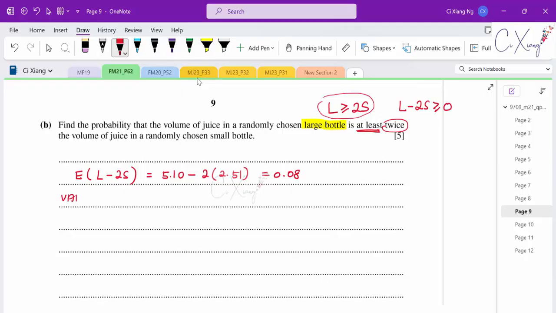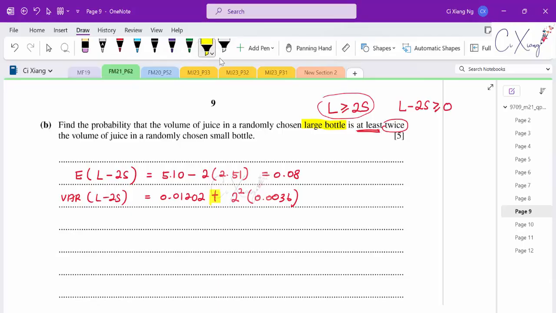If I want to find out the variance for L minus 2S, the variance of L is 0.0102. For variance, there's no negative sign; it will always be positive. So we are having a plus here. Then for the 2, I need to square it. Then the variance of S will be 0.0036.